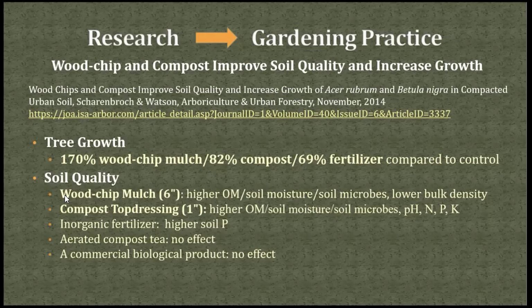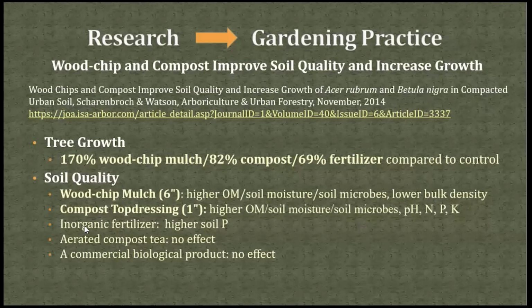One group had wood chip mulch, 6 inches. One group had compost top dressing, 1 inch. One group had inorganic fertilizer. And then the other 2 groups, one had aerated compost tea, and one had a commercial biological product. The last 2 had no significant effect from the control. So we'll take them off the table.